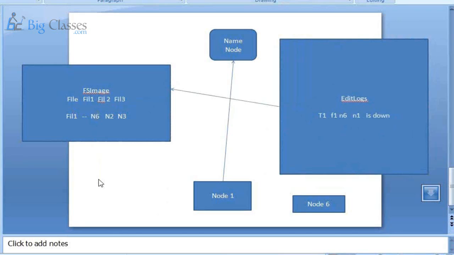So guys, you understood what is this FS image and this particular edit log and what exactly the name node is maintaining in this particular case. Are you clear on this part? Please let me know if you have any questions.